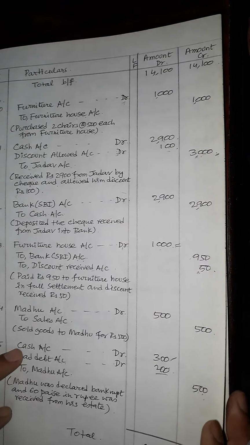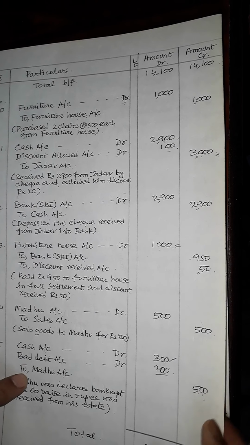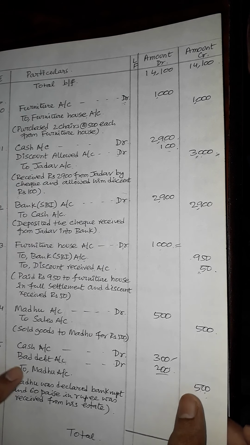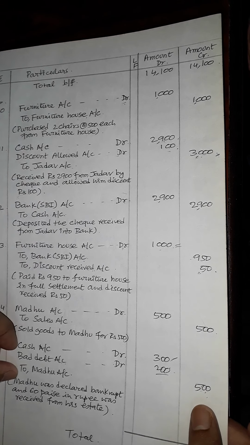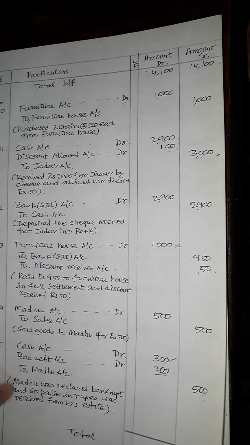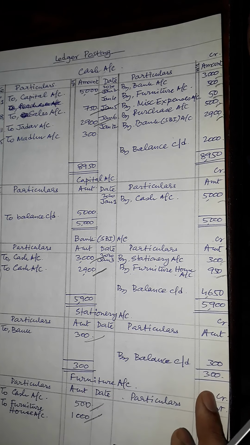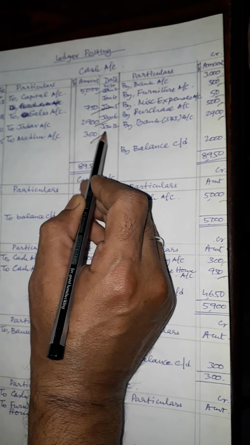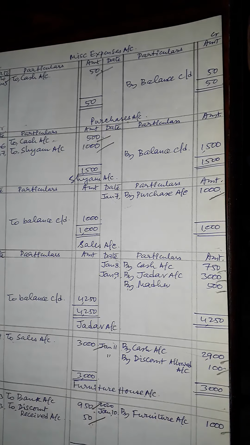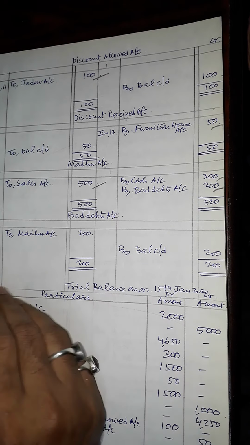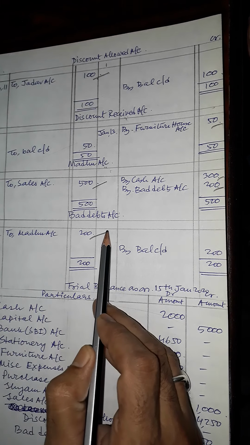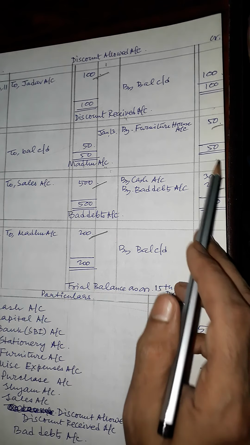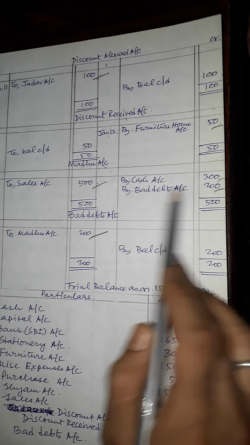So the entry: cash account debit 300 to Madhu 300. This is one transaction. Another is bad debt account debit 200 to Madhu account 200. We have combined these two transactions into a single journal entry. So cash account debit 300 to Madhu, and bad debts account debit to Madhu 200. So we have debited 500 and in Madhu account we have credited 500 rupees by cash and by bad debts.